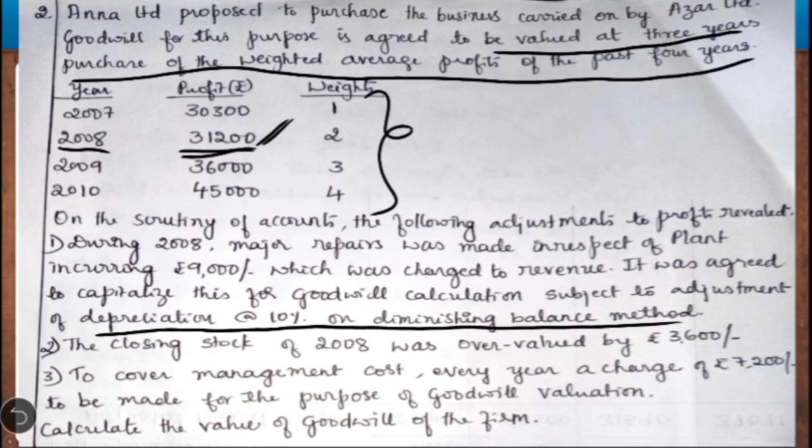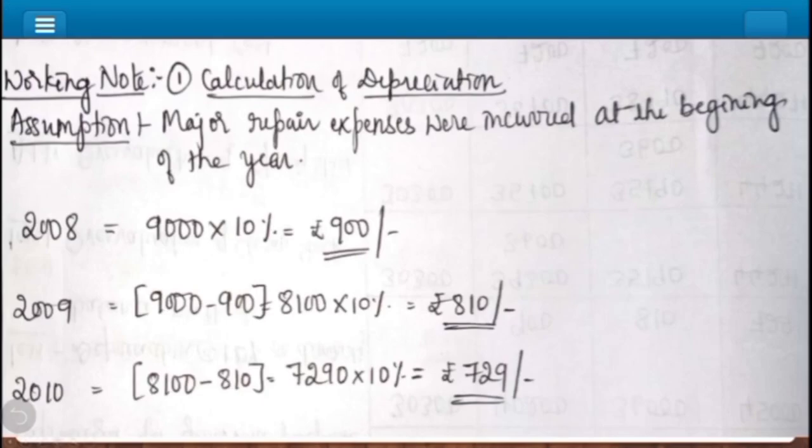Okay. Then again in the year 2010, you have to take the reduced balance. 8,100 minus 810 is equal to, you will have a balance of 7,290. On that you have to take 10%, which comes to 729. So this calculation of depreciation has to be shown in the working note. Let us see how to show that working note.